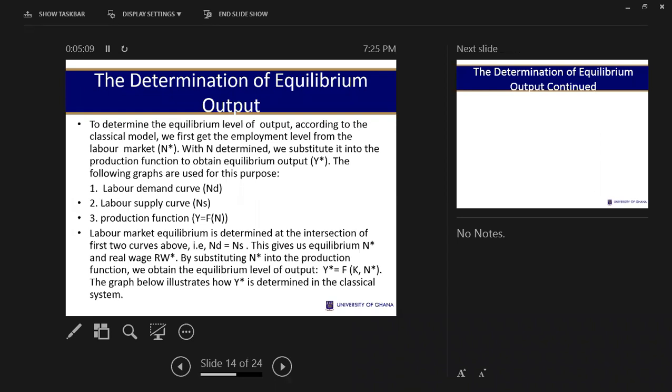We have equilibrium in the labor market when the demand for labor is exactly the same as the supply of labor. This is going to give us our equilibrium N and our equilibrium real wage. When we are done, we put the value of N star into the production function, and then we can get our Y star. So basically that is what we'll be doing. Go to the labor market, get your equilibrium N, then go to the output market and put your N inside the production function to get your Y star, as simple as that.